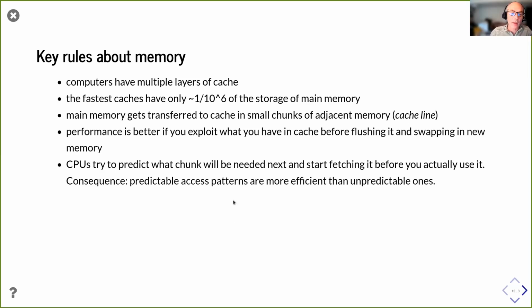The final thing that's worth knowing is that CPUs are quite smart, and they actually try to predict in advance what chunk's going to be needed next, and they'll start fetching it in many cases before you actually start using the memory. So before you get to the line in your code that needs access to it, they've already looked ahead to the future to try to predict what you're going to need and hope to have it waiting for you by the time your code gets there, right? And so the consequence of this final thing is that if you have predictable patterns of access of memory in your code, it will be more efficient than unpredictable patterns of access.